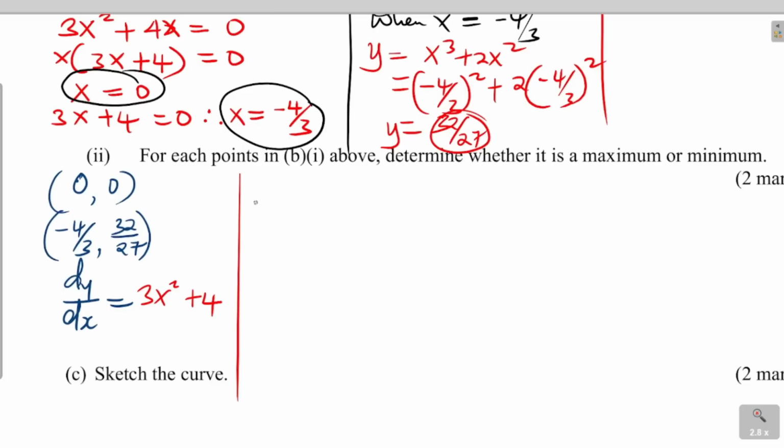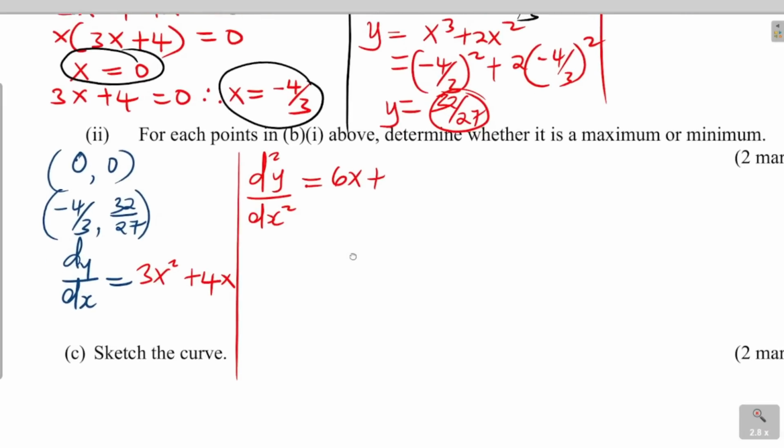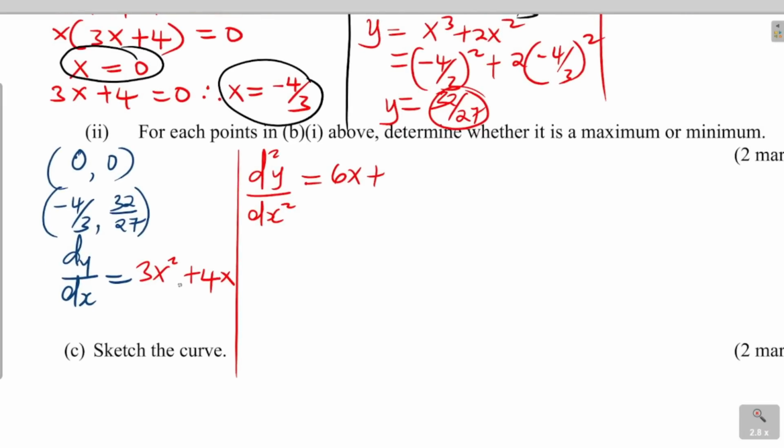Now we get the second derivative. We differentiate this one again. The first derivative was 3x squared plus 4x. So you differentiate it again to get the second derivative, and the second derivative will be 6x plus 4, like that.